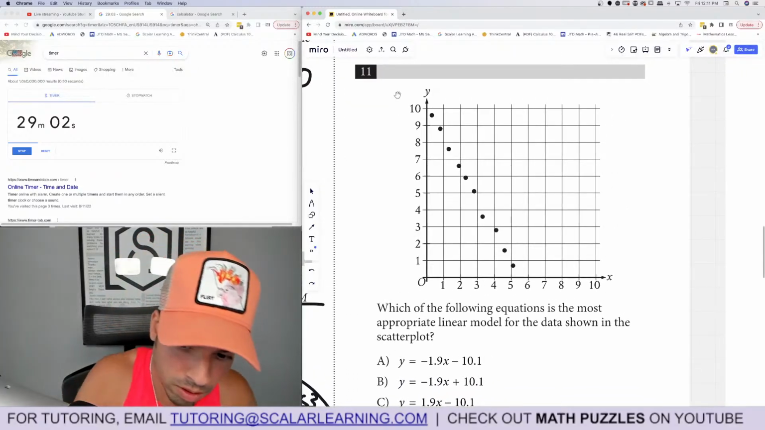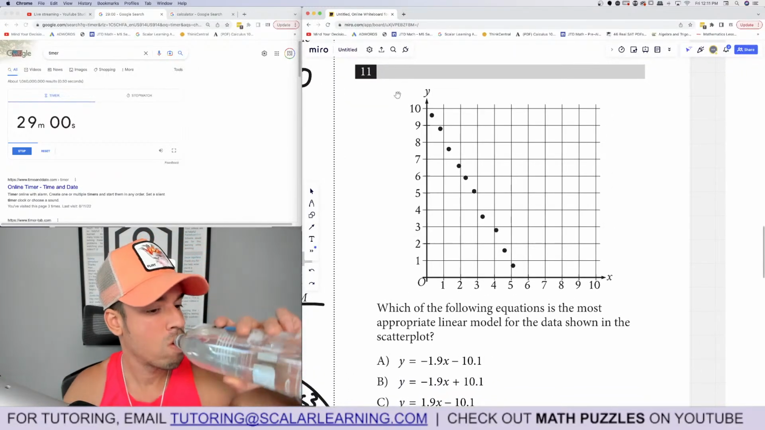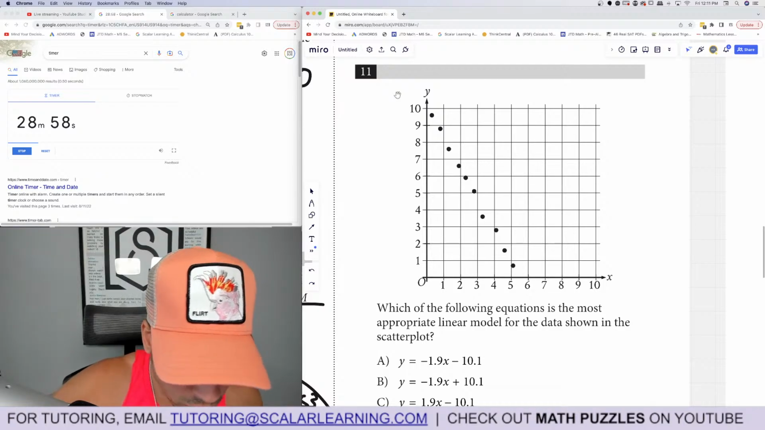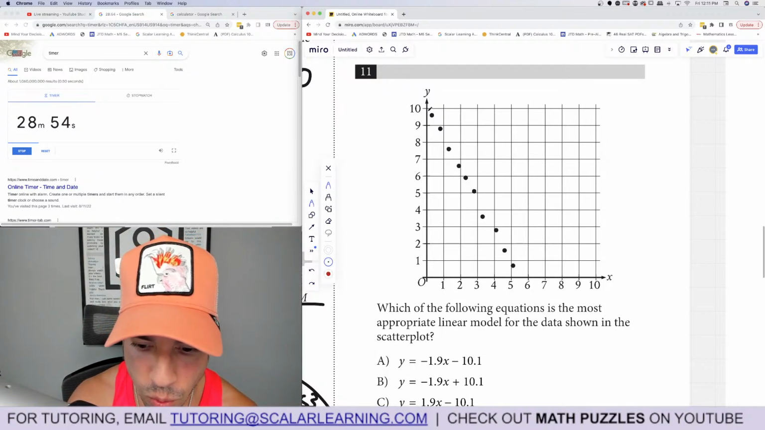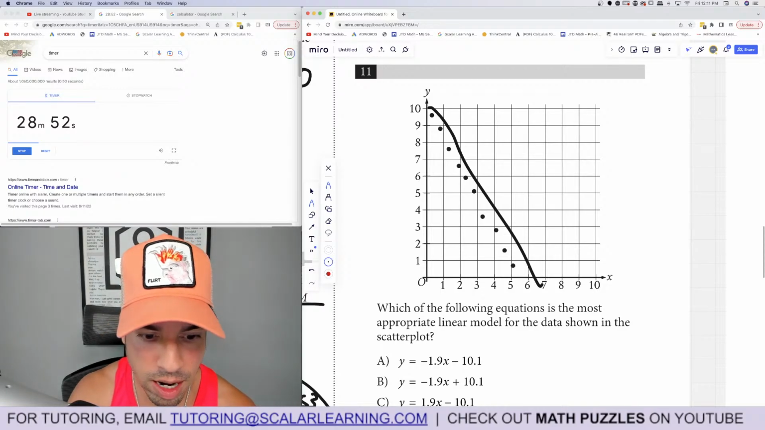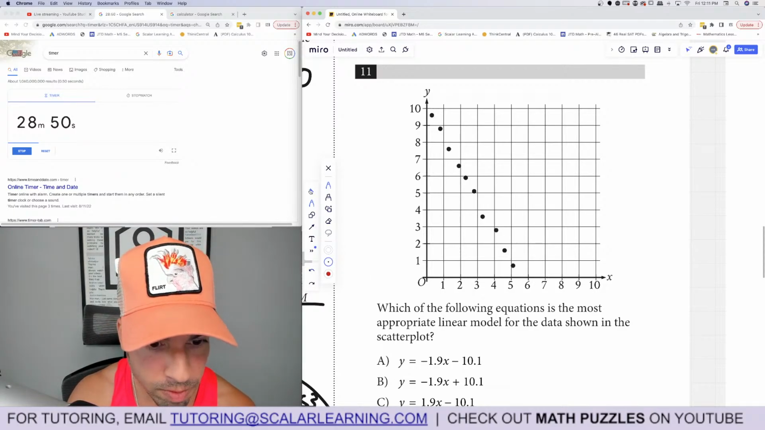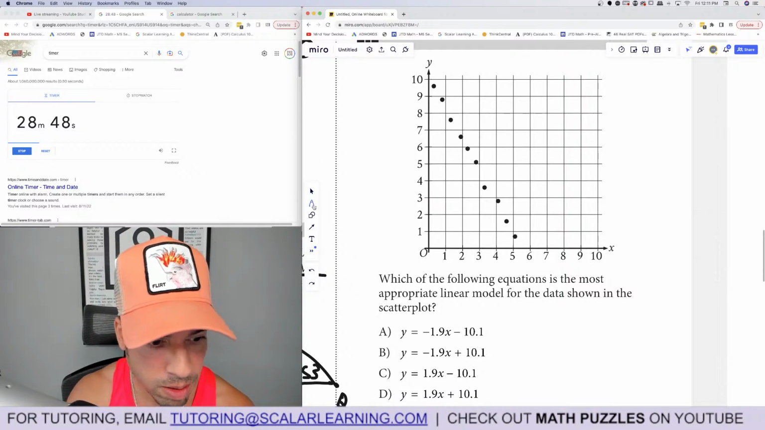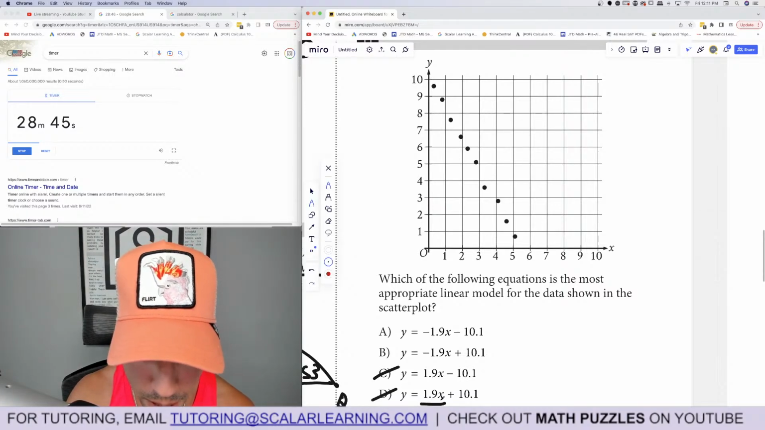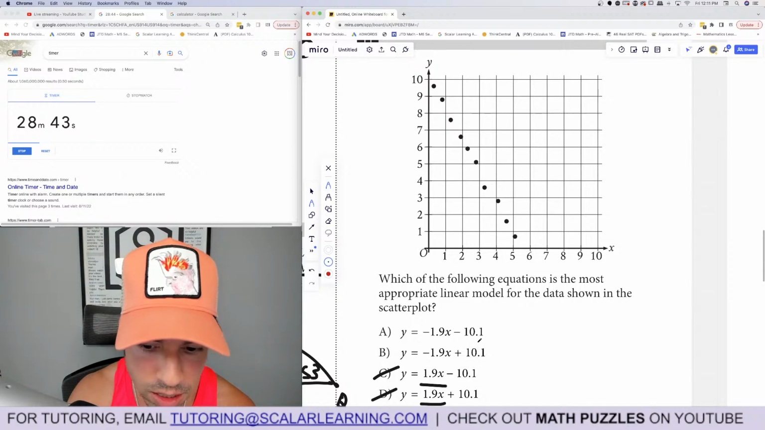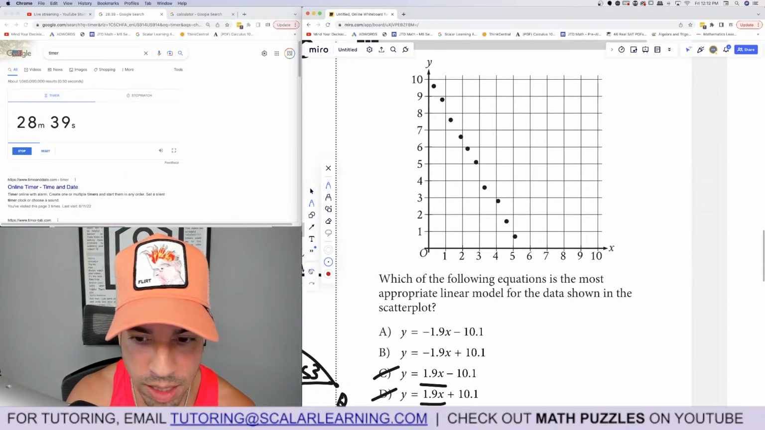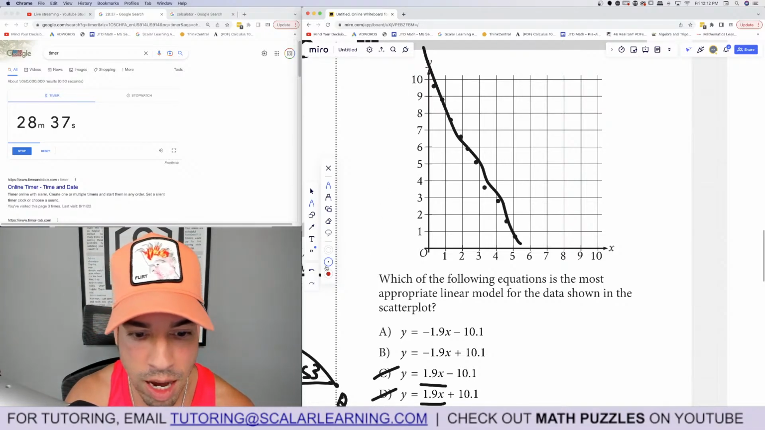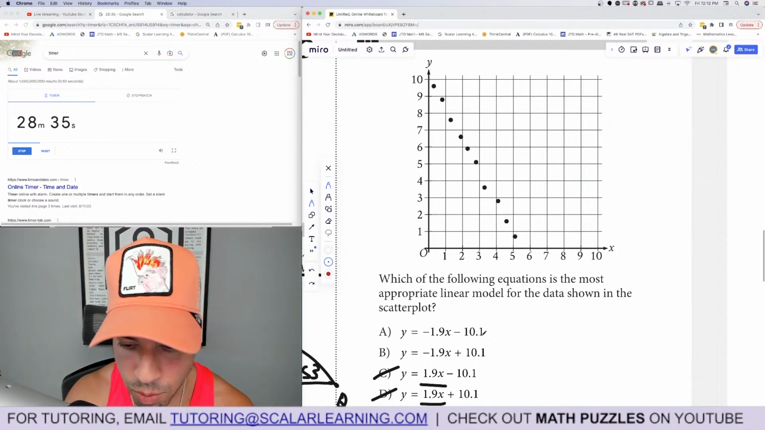Okay, 11. Which of the following equations is the most appropriate for the linear model? A couple of things we're going to note. One, it's got a negative slope, right? It's going down. Let me pull this up so you can see. I'm going to immediately eliminate C and D because those are positive slopes, 1.9, 1.9. We need a negative slope. We also have a positive y-intercept of approximately 10, right? That's what it looks like if I continued this out. This one is a negative y-intercept of negative 10. That's out. B is the winner.